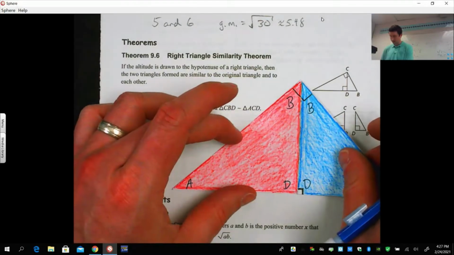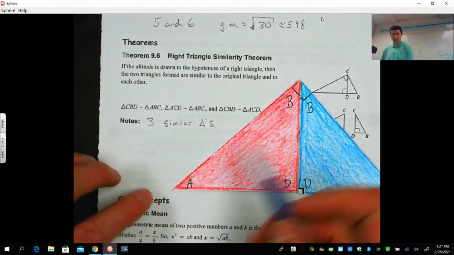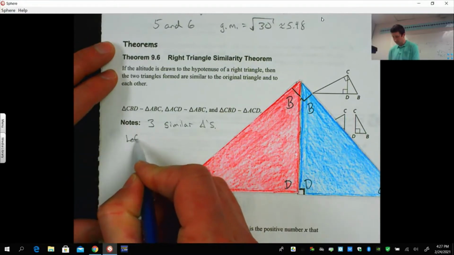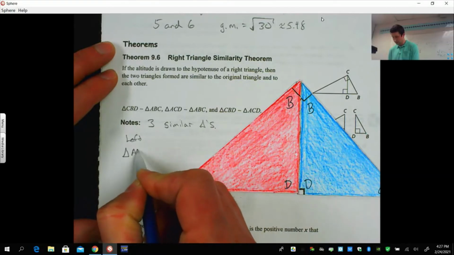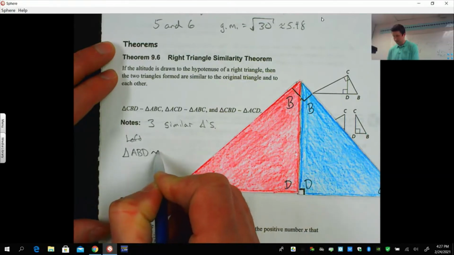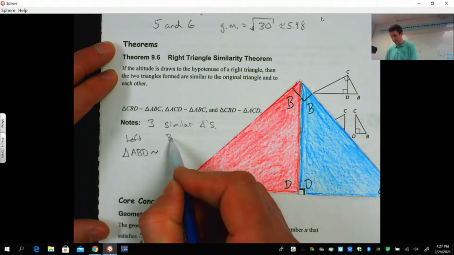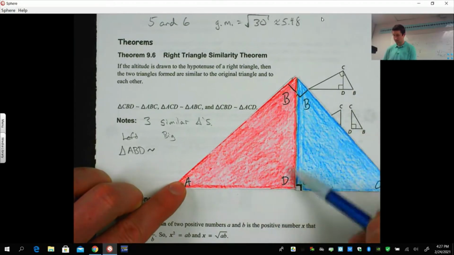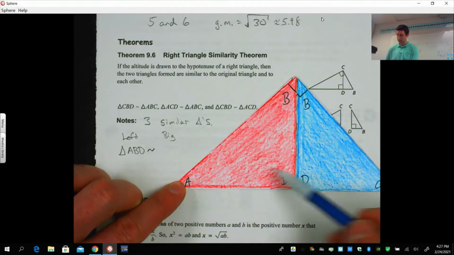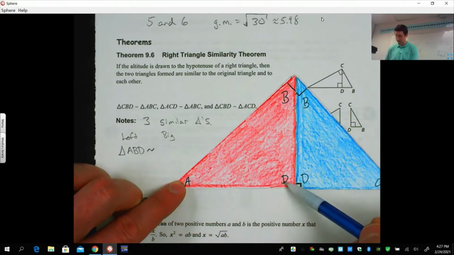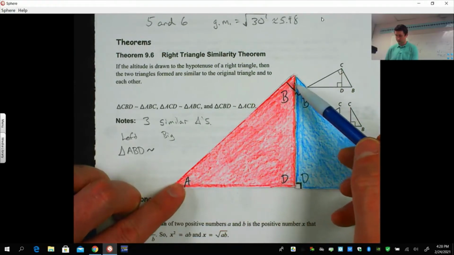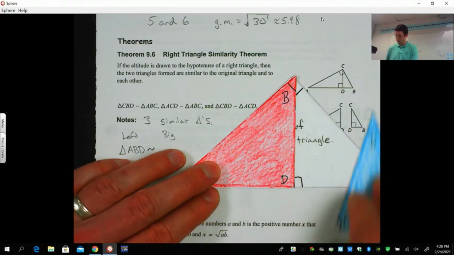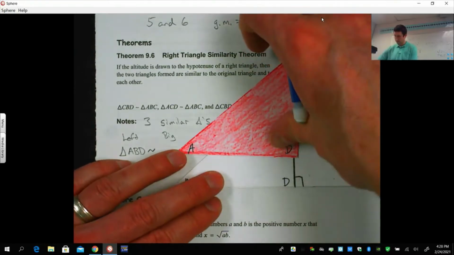I'm going to start with my red triangle. Okay, so let's write triangle ABD. So this is my left side. Triangle ABD is similar to, let's do the big triangle next. So what happens, I want A to B to D. We're writing similarity statements. We're going to have to do this later. A to B to D. Notice I went to the hypotenuse, and then I went down the shorter leg, and then the longer leg.